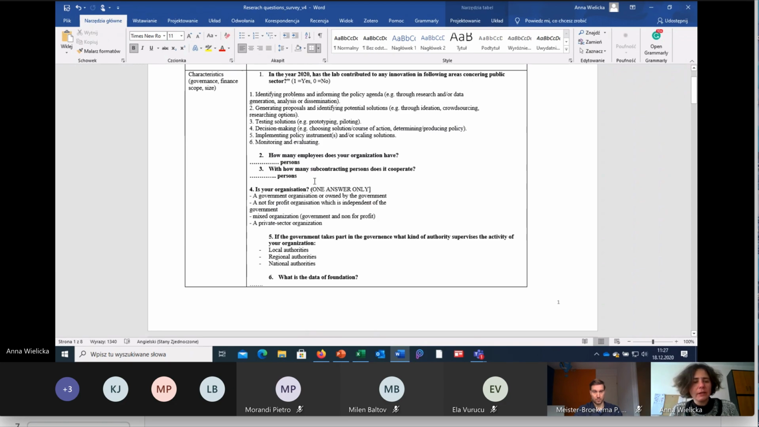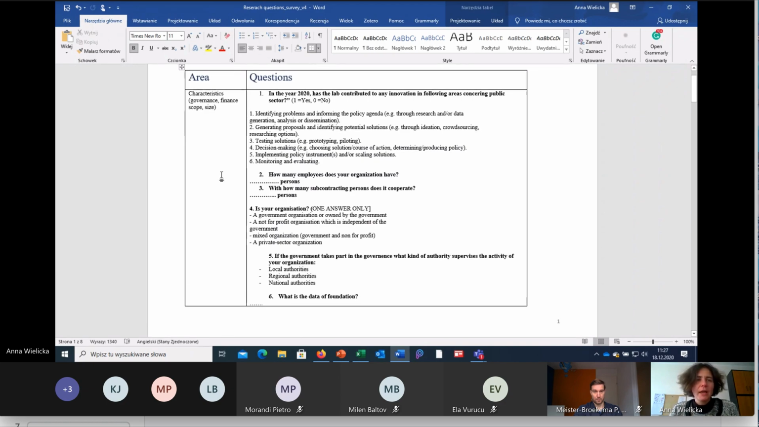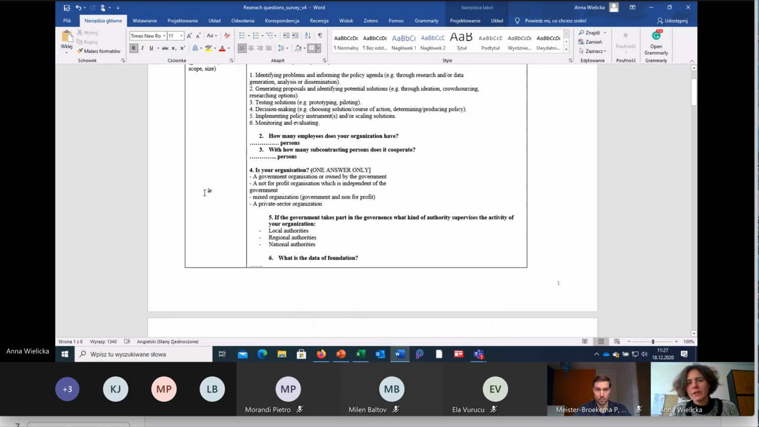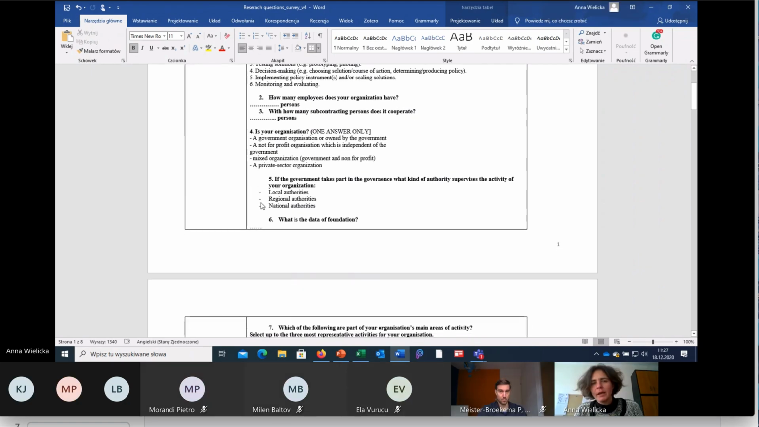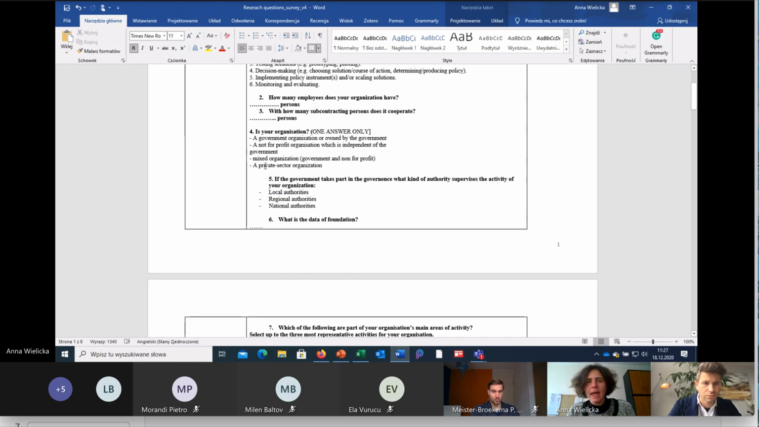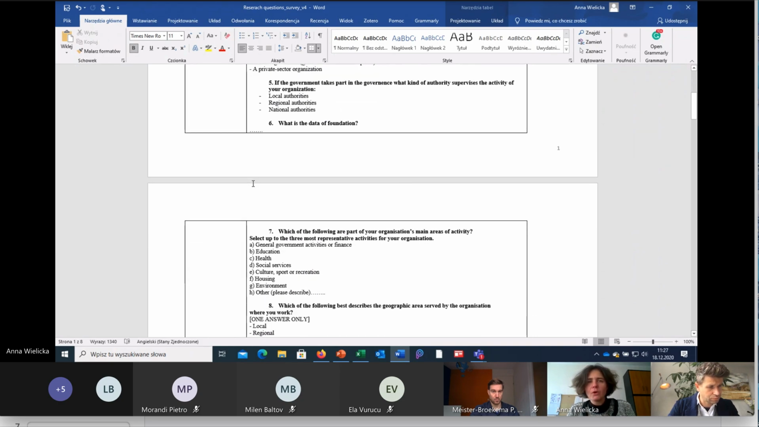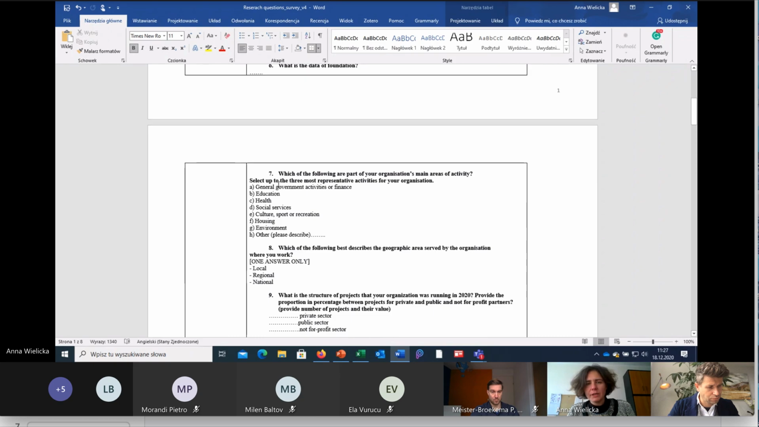And of course, we will ask some formal questions. Here we have characteristics, so we would like to check what the governance is, how they are financed, what the scope and size of these organizations are. So how many employees, subcontractors, how it is led. Is it a government organization or not? What's the level of authorities?